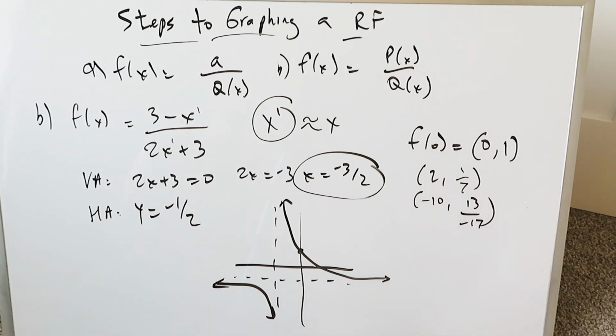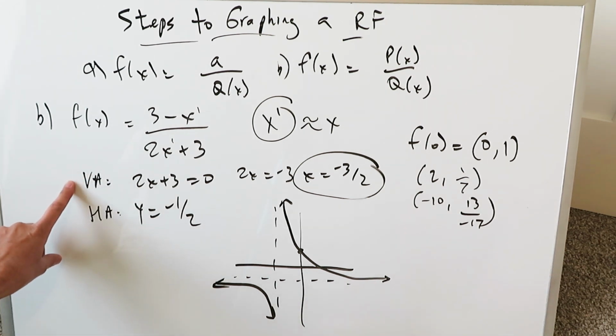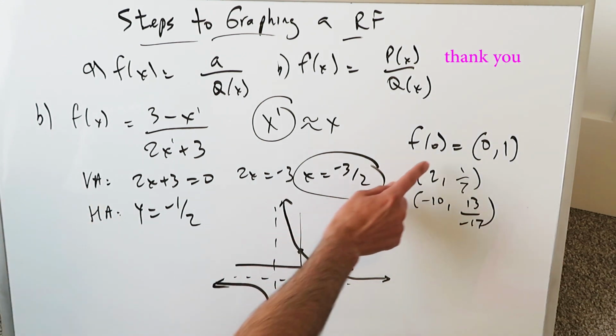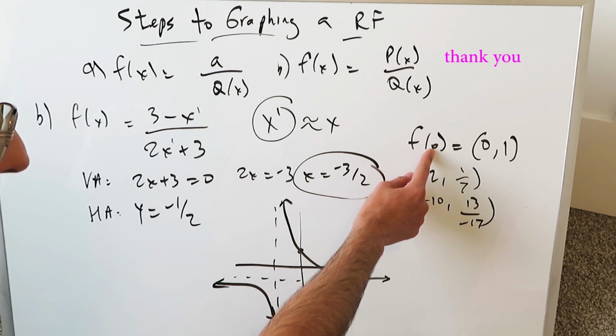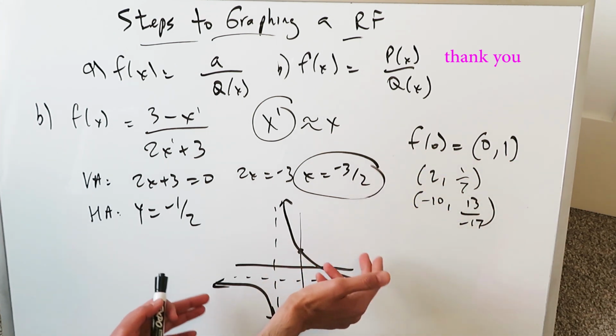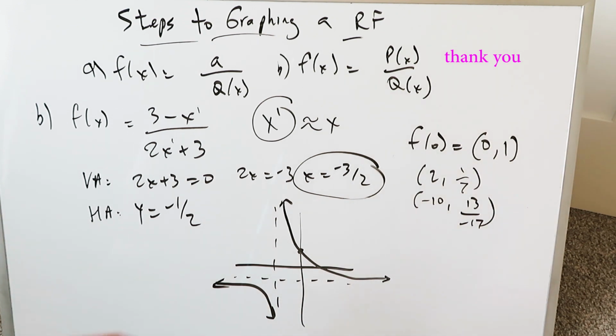So this video comes here to an end, but remember, start with vertical asymptote determination, then horizontal asymptote determination. See how the zero placement of x affects how your function behaves. Come up with 2 arbitrary points to help you actually map out your curve, and that's about all there is to it.